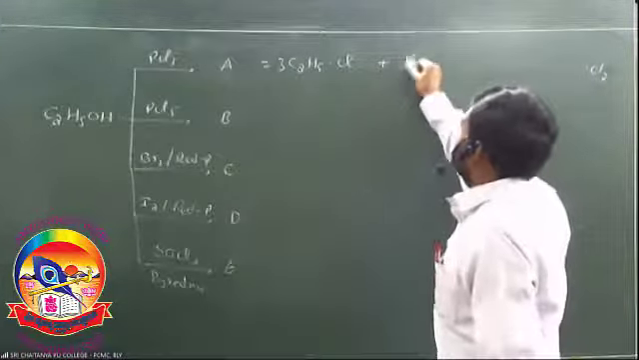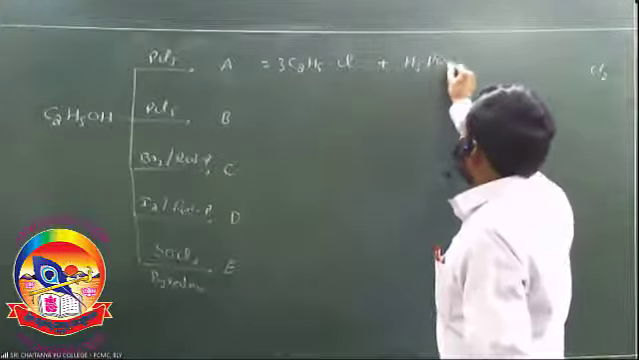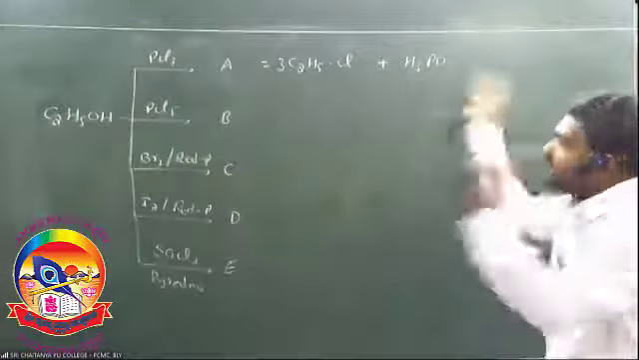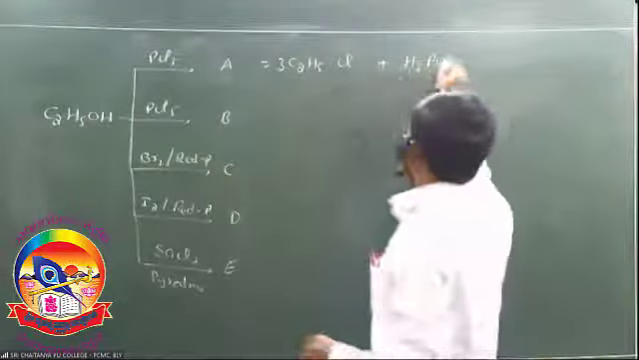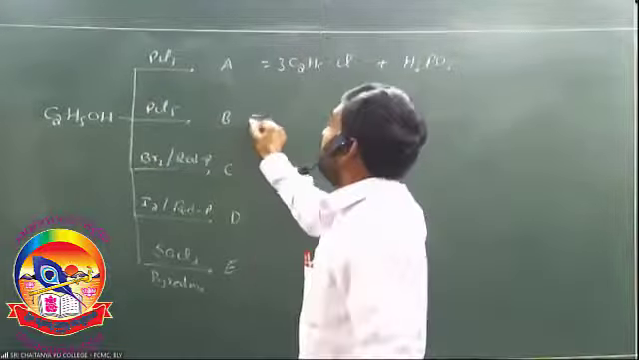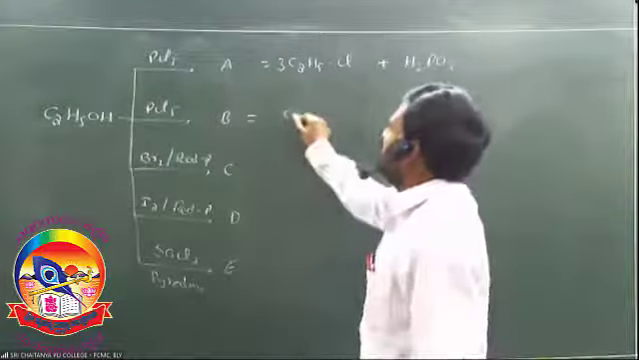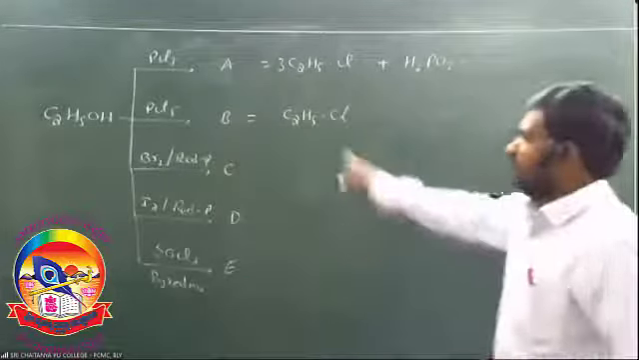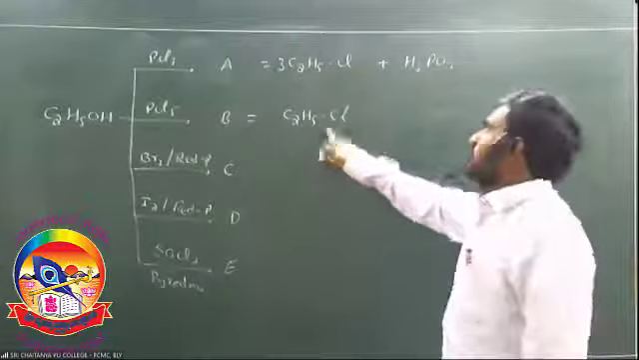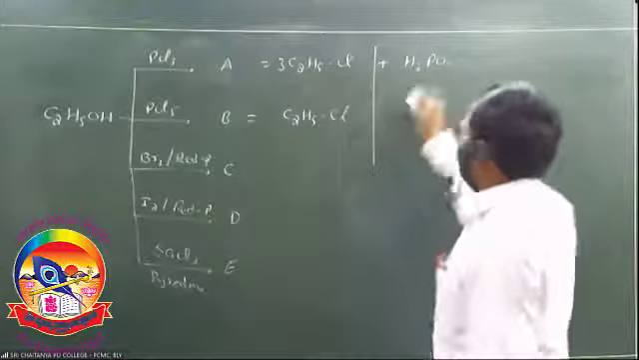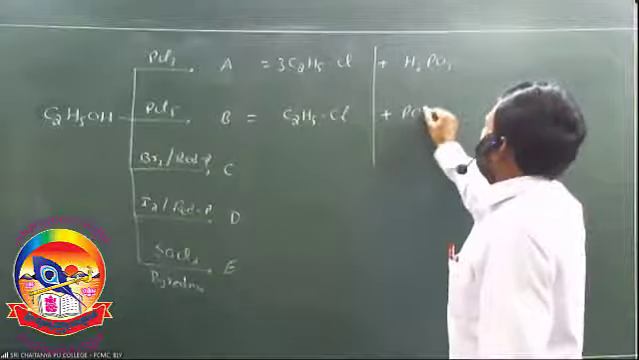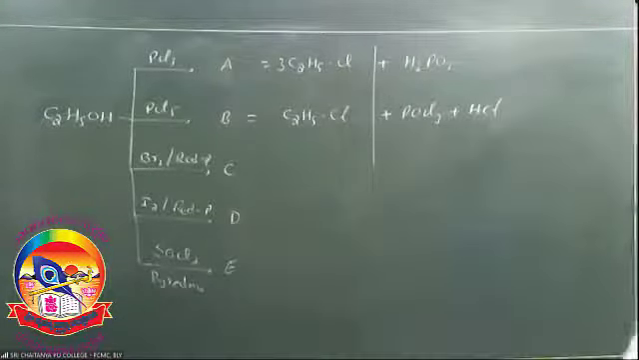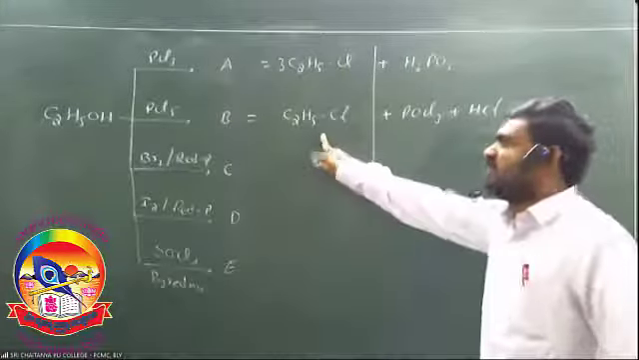And what is the byproduct in this reaction? H3PO3 is the byproduct. It is not a base, it is an acid, phosphorus acid. Its basicity is 2, meaning it forms 2 types of salts. Next, B is ethyl chloride, C2H5Cl. It gives only 1 mole of ethyl chloride, and the byproducts are POCl3 and HCl. Here the major product is ethyl chloride.